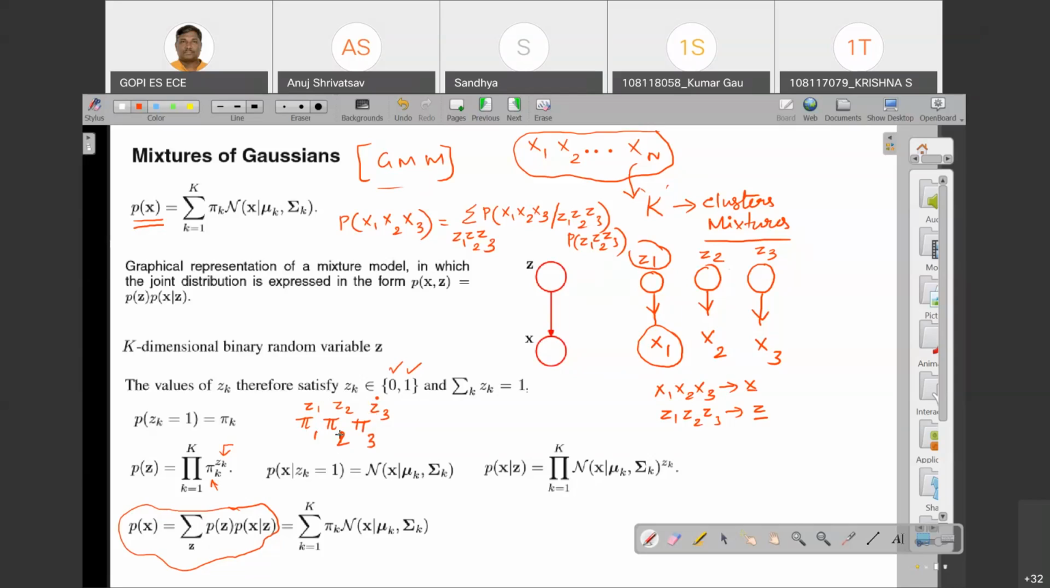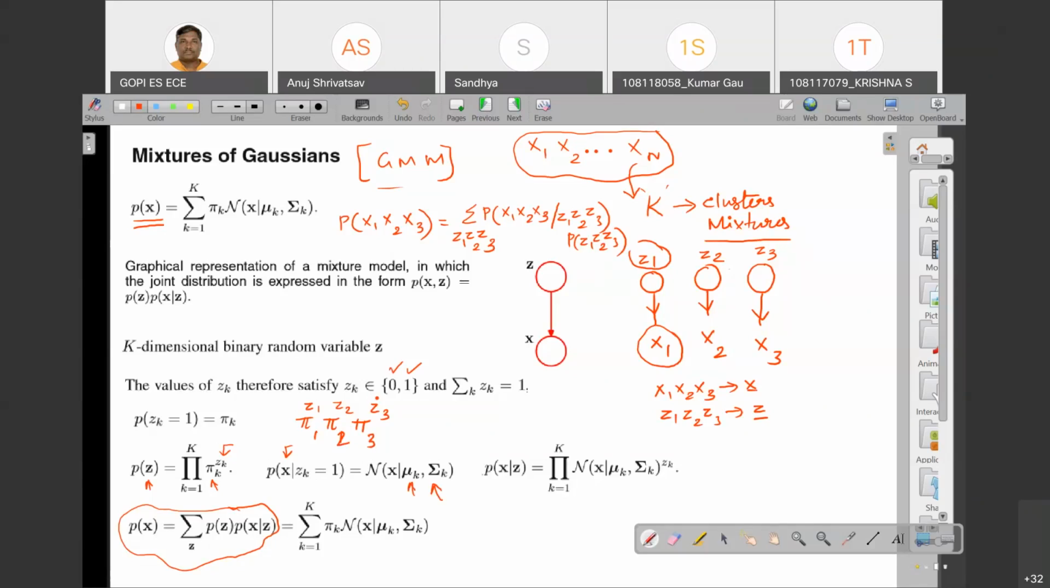Either pi 1 will come, or pi 2 will come, or pi 3 will come. So the probability of that particular vector Z can be written in this form, right? And the probability of x, the vector getting generated when the mixture is from Zk, depends upon the value of Zk being 1. If Z1 is 1, it means the first mixture; Z2 means the second mixture; Z3 means the third mixture. Depending upon that, you get the corresponding mean vector and the corresponding covariance matrix.